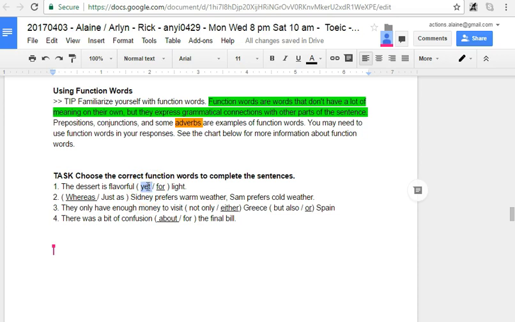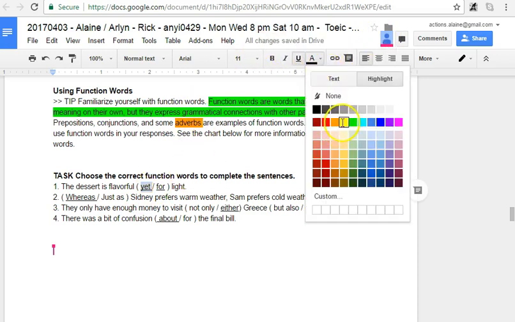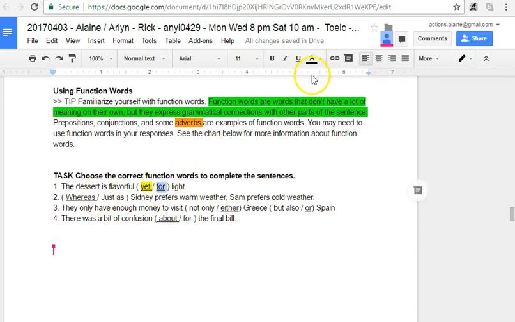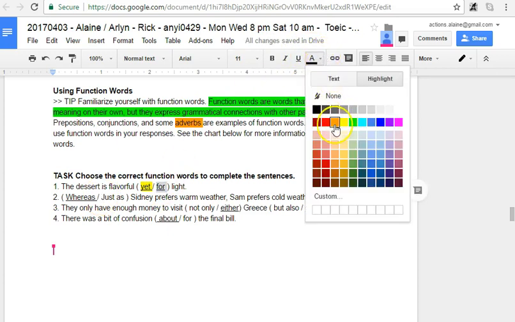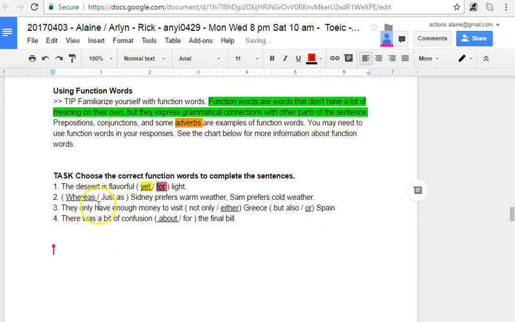Because some desserts, which are flavorful, are heavy for tummies, right? Especially if it's really delicious, filled with sugar. It makes us full right away. So this word will describe the dessert, which is light. So we need to use yet. All right, very good. Now, let us check number two.